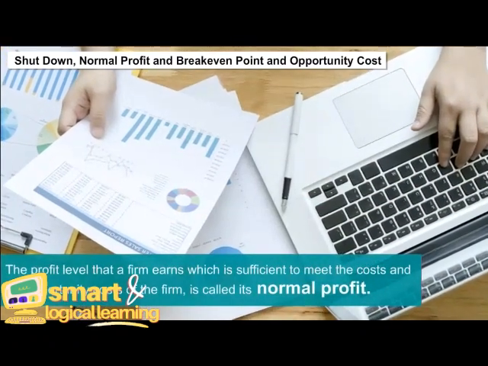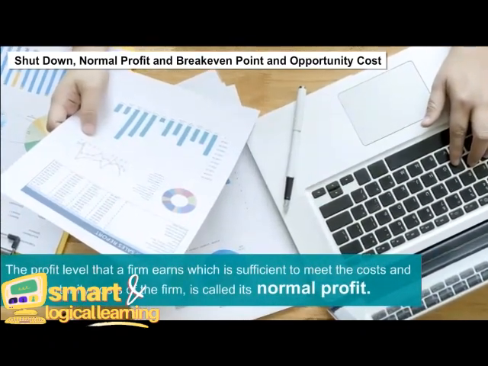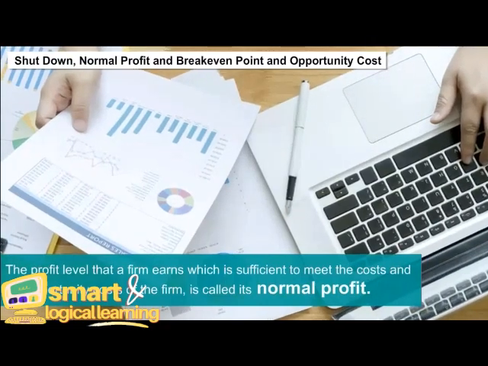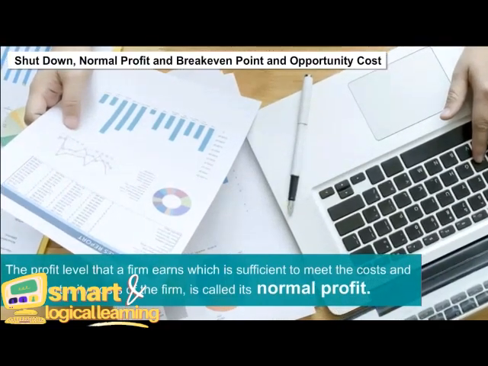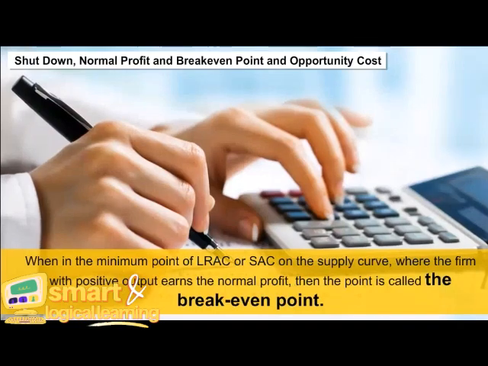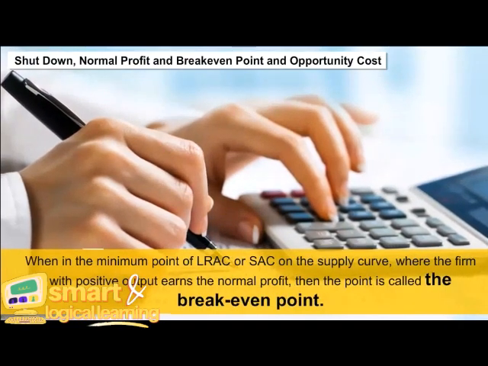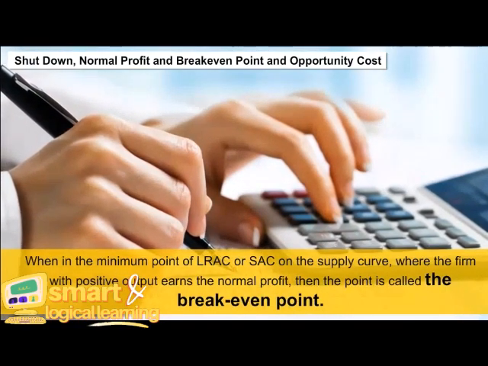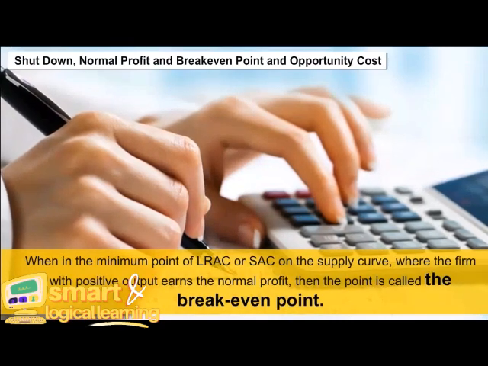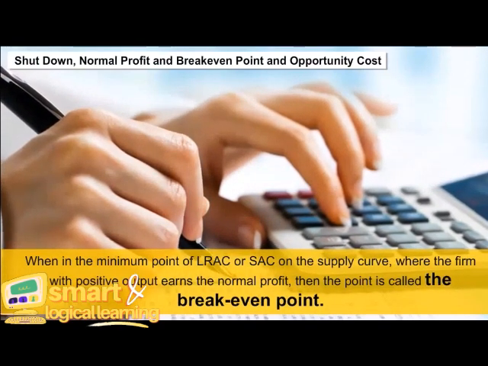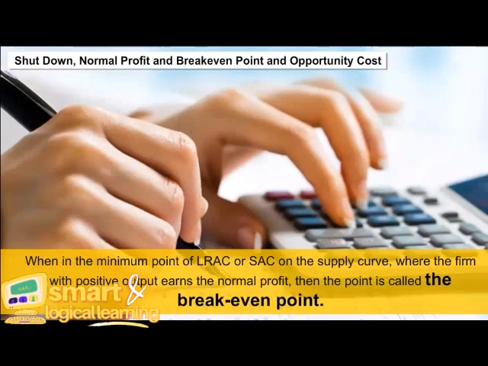The profit level that a firm earns, which is sufficient to meet the costs and the opportunity costs of the firm, is called its normal profit. When, at the minimum point of LRAC or SAC on the supply curve, the firm with positive output earns the normal profit, then the point is called the break-even point.